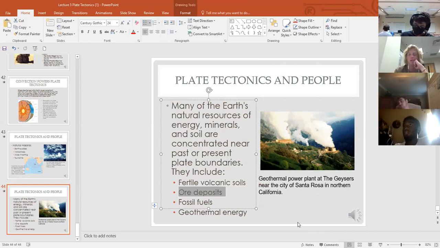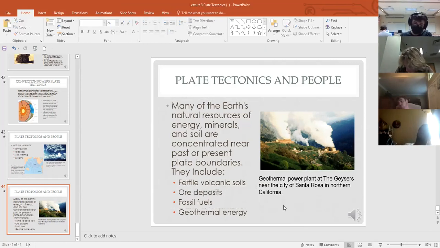So our mining is based on them. They also provide fuel, geothermal energy, and very fertile soil comes from them. So you have volcanic eruption, which is destructive, but that volcanic soil is rich and very beneficial to agriculture. So that wraps up the plate tectonics lecture.